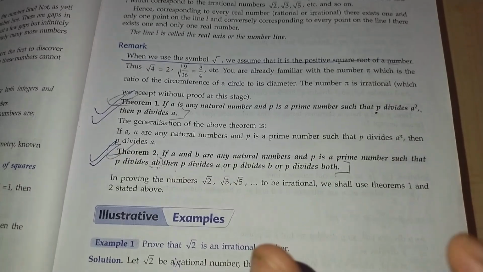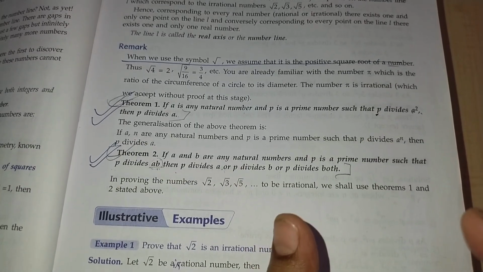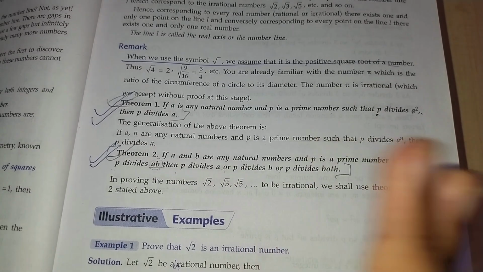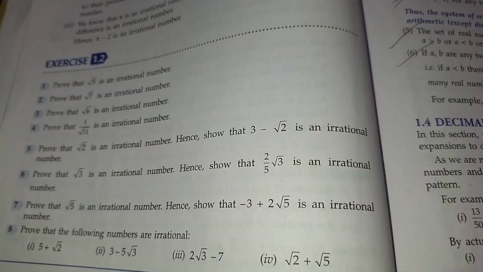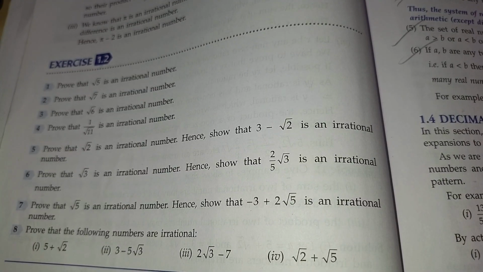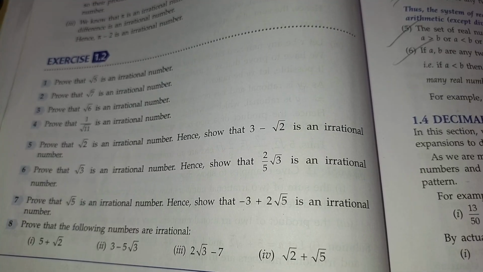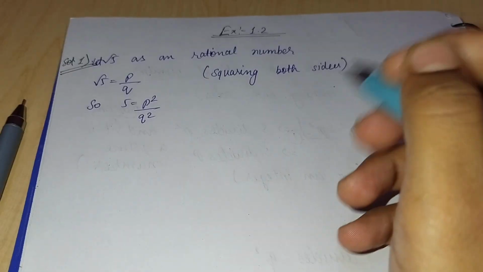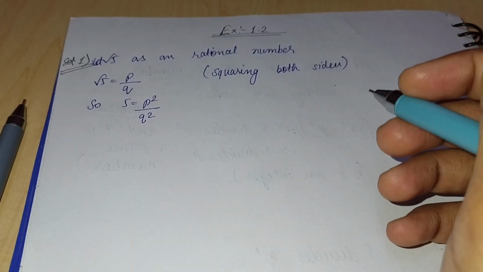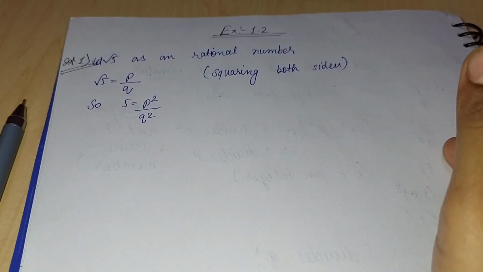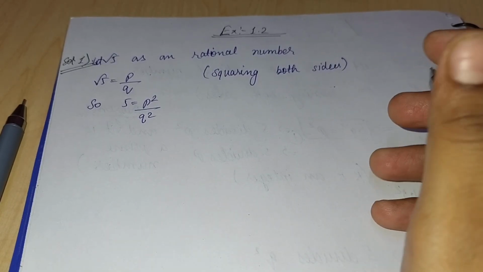So this is the theorem which I am going to use frequently in this exercise. So learn it by heart and revise it many times. Today we are going to solve exercise 1.2 question number 1 to 8 of M.L Aggarwal class 9th book, rational and irrational number, ICSE.